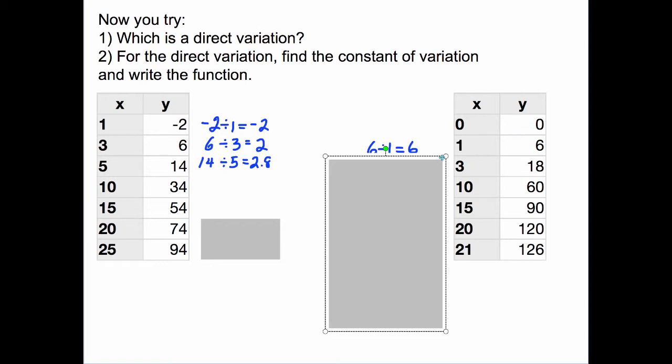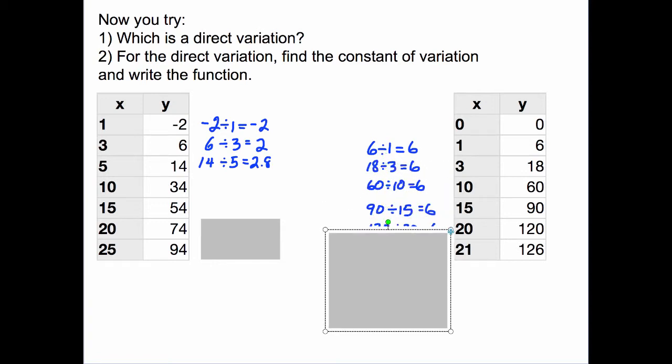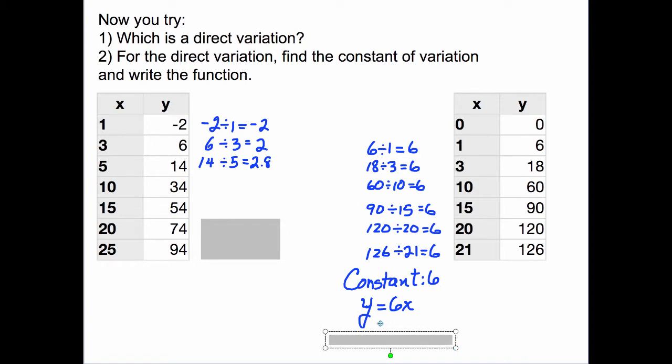In the second table, we first look to see that when x is 0, y is 0, so that could be a direct variation. And then we look at y divided by x. And each time we get 6, so that we know that this is a direct variation. The function that we would write for this is y equals 6x, and the constant of variation is 6.